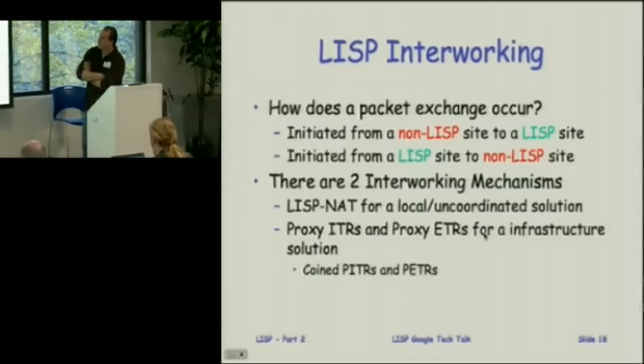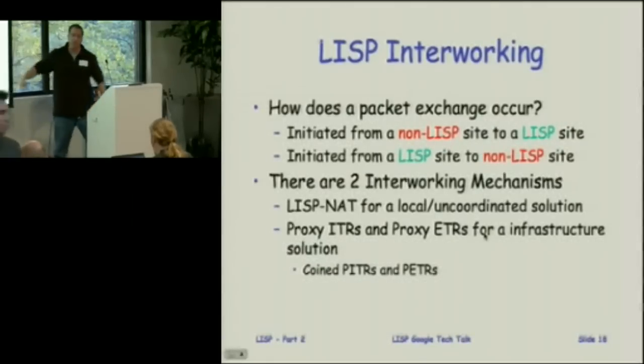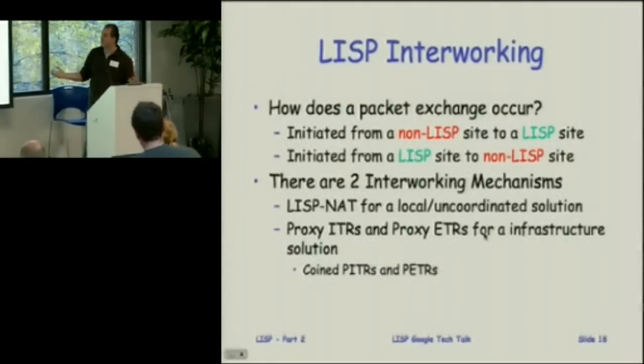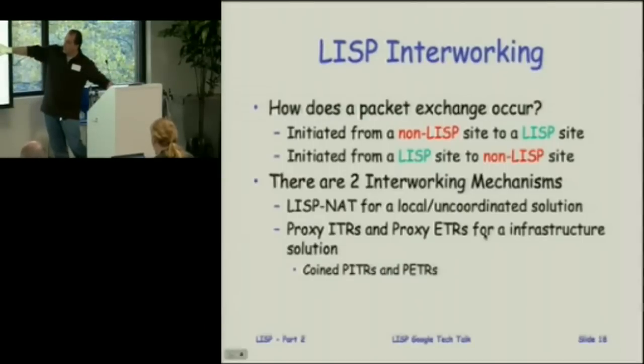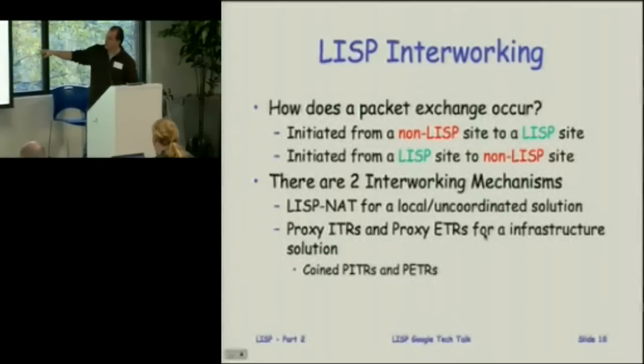Okay? We have two interworking mechanisms right now. A local uncoordinated solution where you don't need any infrastructure component to make this work, and we call it LISP NAT. We're probably not going to push it very much further. We've done some prototyping on it and we use it, but we think that really this new type of device in the network called Proxy ITRs and Proxy ETRs will be used, and we think service providers and hosting providers may want to do this, or interconnect providers, because this is a mechanism to attract traffic, and that's good for service providers. We coin these pitters and peters, but I will not burden you with that name.